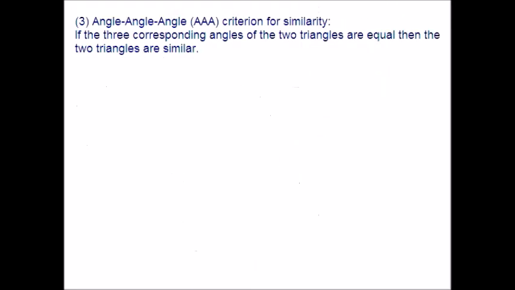The third criterion for similarity is angle, angle, angle. The name itself tells you that if three of the angles of the two triangles are corresponding, then the two triangles will be similar. If the three corresponding angles of the two triangles are equal, then the two triangles are similar. Let me show you one example.